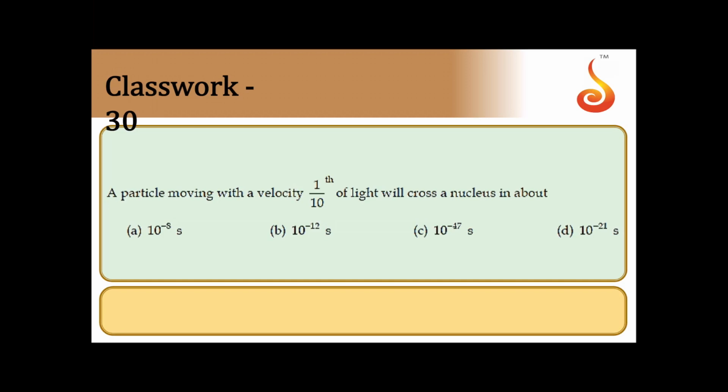So we shall move on to next one. A particle moving with velocity 1/10 the speed of light will cross a nucleus in about. So approximately how much time it will take to cross a nucleus. So nucleus diameter is of the order of 10 power minus 15 meter. So in order to cover 10 power minus 15 meter, if it is traveling at 1/10 the speed of light, how much time it will take?